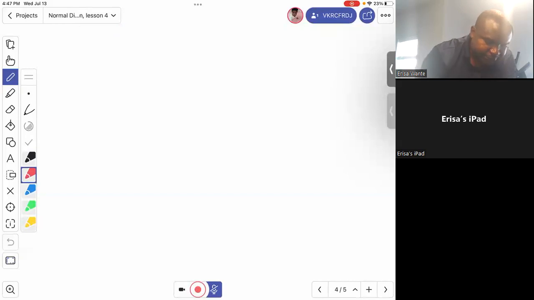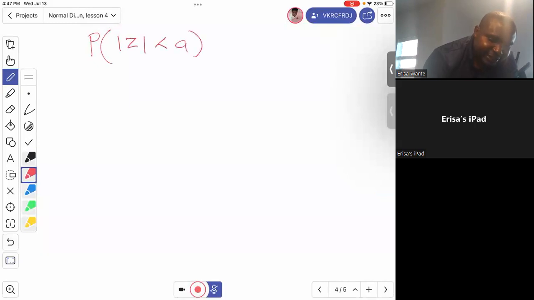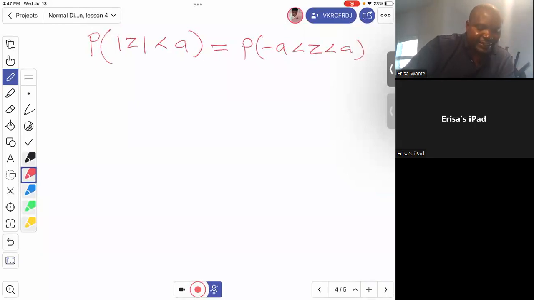Now, there is this other situation. It is normally written, the probability of magnitude of Z is less than A, okay? This translates to the probability that Z lies between negative A and a positive A. Every time you have magnitude of Z is less, it means that if Z is negative, then you have a negative less than A. If Z is positive, then you have Z is less than A. So it translates to between minus A and a positive A.